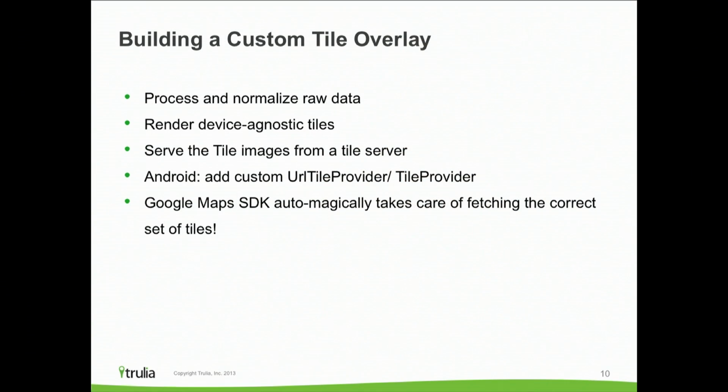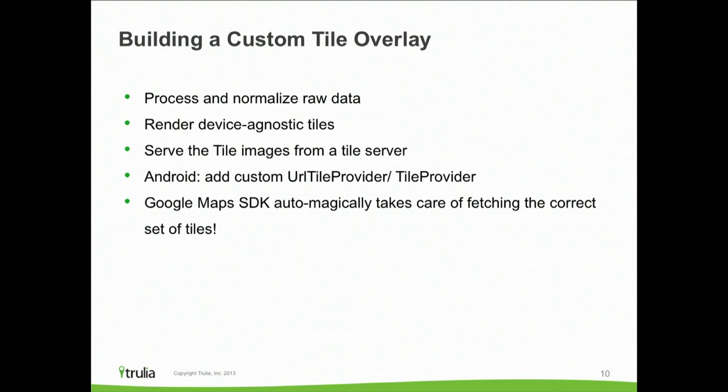So on Android, it's pretty simple to add a tile overlay. You simply extend the URL tile provider class to let the map SDK know where to fetch your custom tiles. If you want more customizability, like customizing the caching behavior, you can implement the tile provider interface yourself. And for iOS, if you have downloaded the latest version, which was released yesterday, there is new tile overlay capabilities that are very similar to Android.